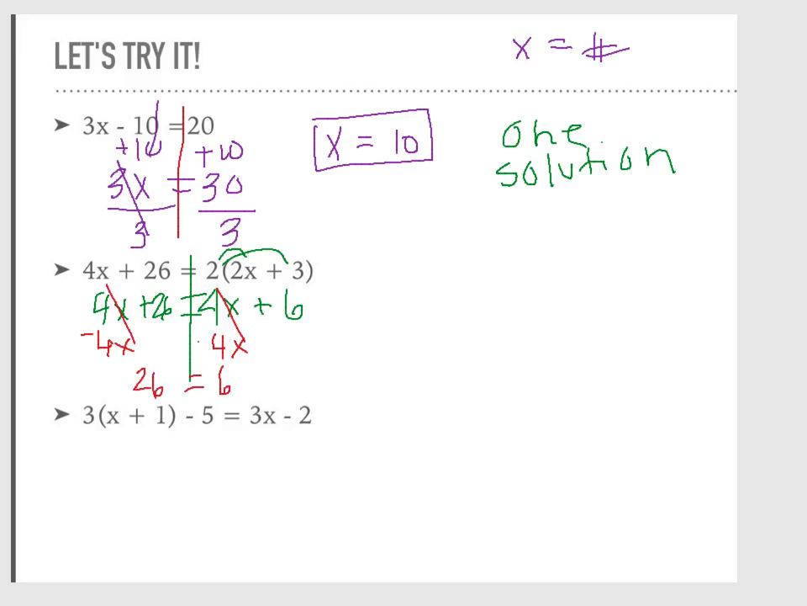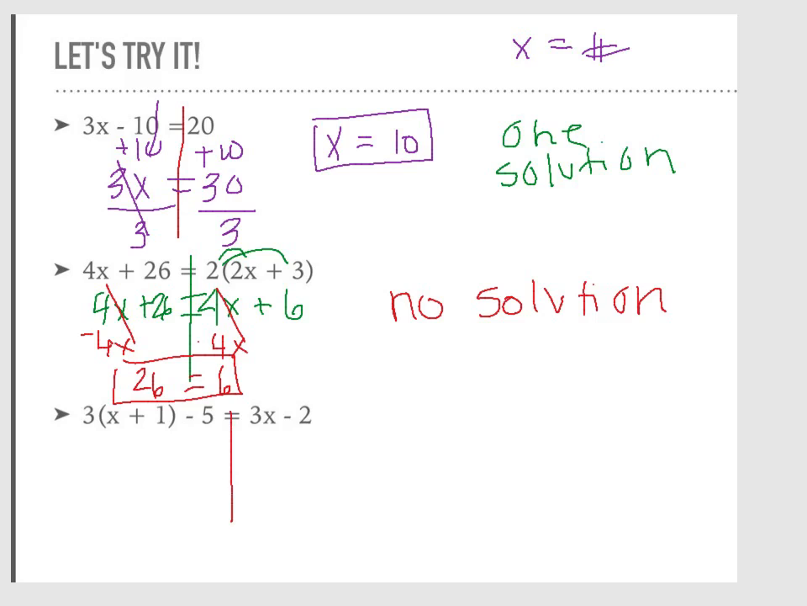I ask myself, does 26 equal 6? No, it does not. So that means that this one is a no solution problem. This also means that there is no number in the whole wide world that I can plug in for x and it will make this statement true.